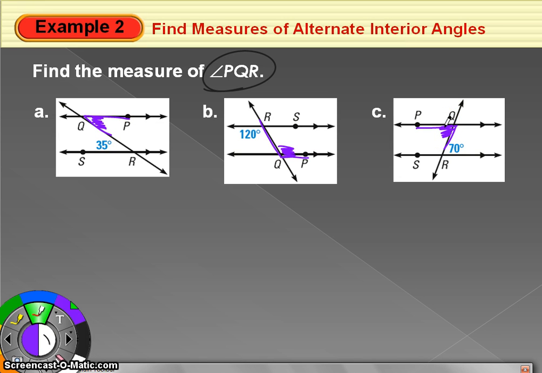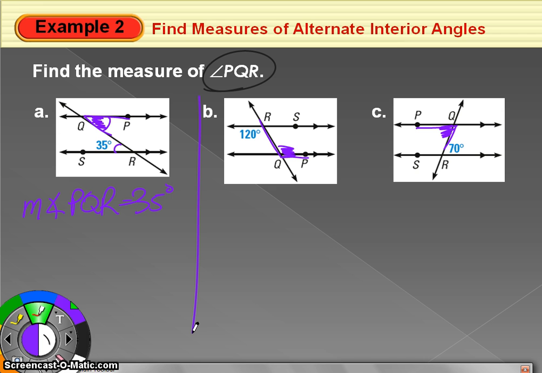All right, so if you look at the angles that I colored in and the numbers that are given as far as angle measures, those are all alternate interior angles. So since here's 35 degrees, and this one is the alternate interior angle with it, it's also 35 degrees. So the measure of angle PQR equals 35 degrees for that first one.